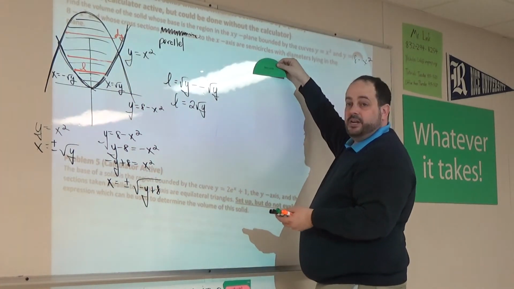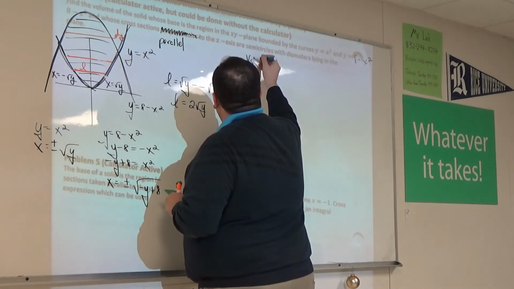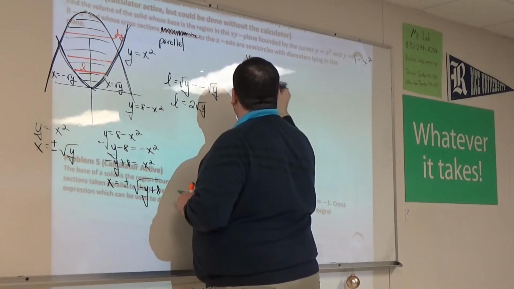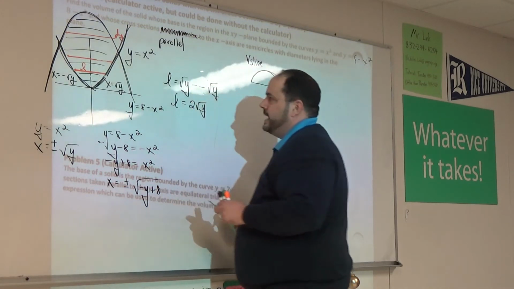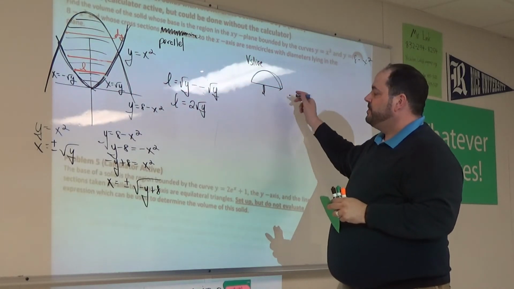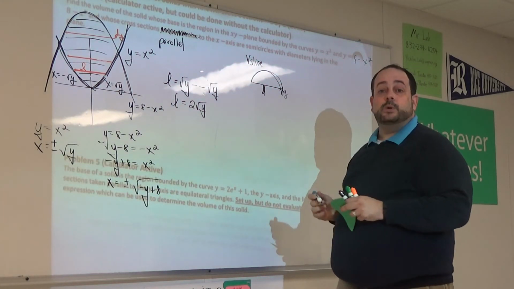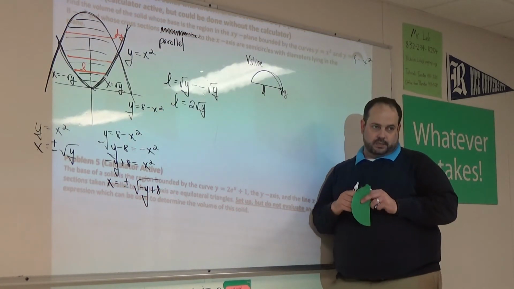Take your little semicircle and draw it if you want to. I like doing it. Here's my slice. Here's my semicircle. Give it a little bit of thickness in whatever way. I can't draw. That's a taco. There's L. The thickness in this case is dy. What's the volume for the slice?